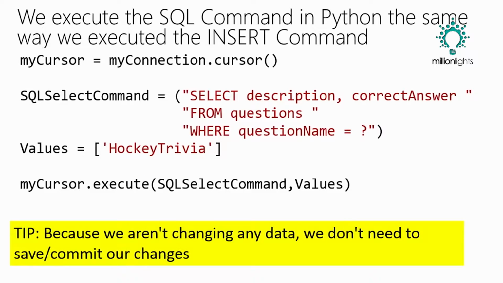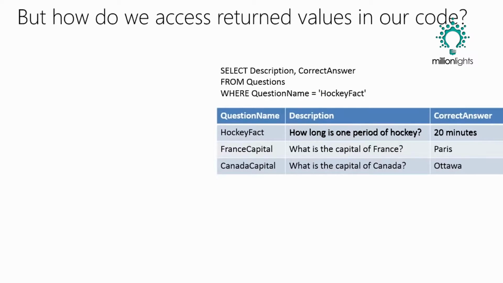Now, one of the things, though, is because we're not changing data, we're just retrieving data, you don't need to do that commit command because you're not going to have to save or commit any changes. You're just retrieving data. But then comes a question. After we've executed the command, how do we actually get the values back into variables so we can display them on a screen and do things with them in our code?